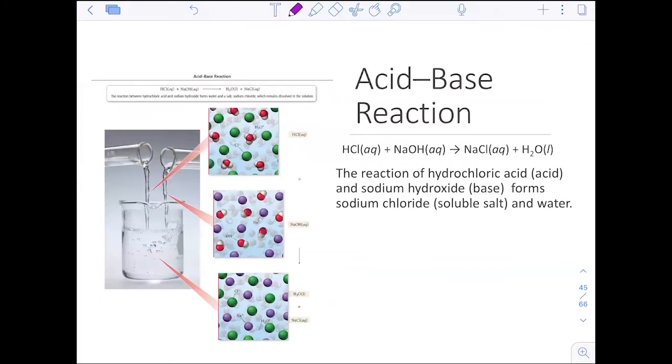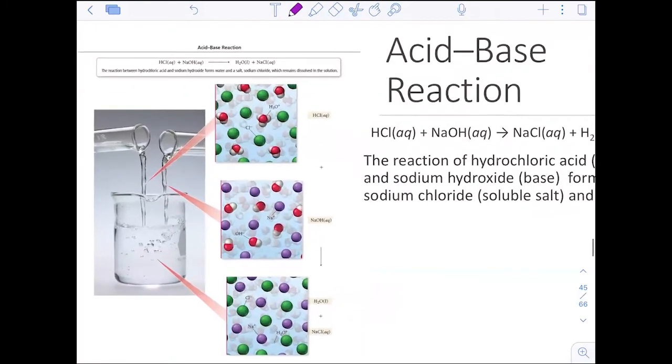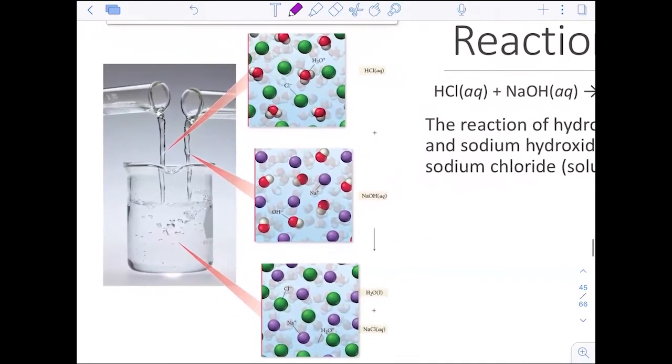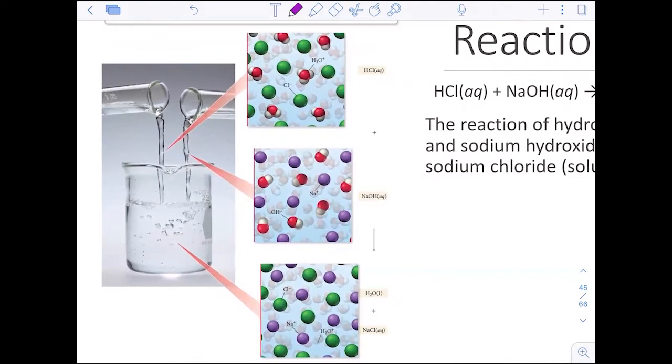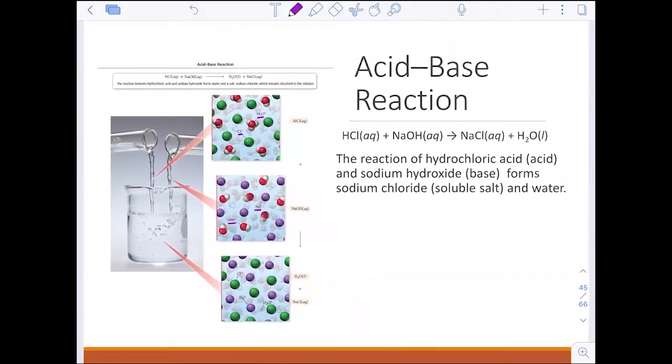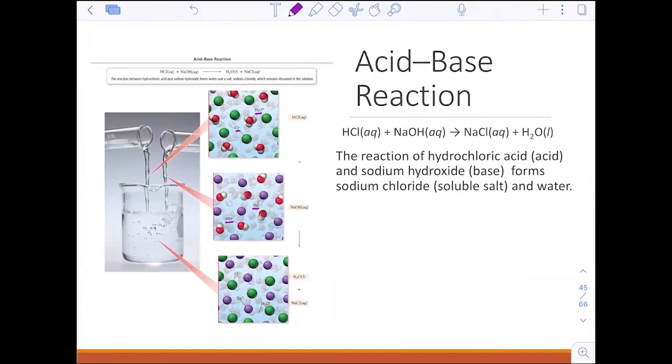So here at the molecular level, I want to go through what is happening. Again, when we are looking at an acid-base reaction, HCl, in reality, if it's in an aqueous solution, contains H3O plus and Cl minus ions. NaOH in solution contains Na plus and OH minus. I want to take this reaction and whittle it down from the molecular that we see up here to the ionic and the net ionic.